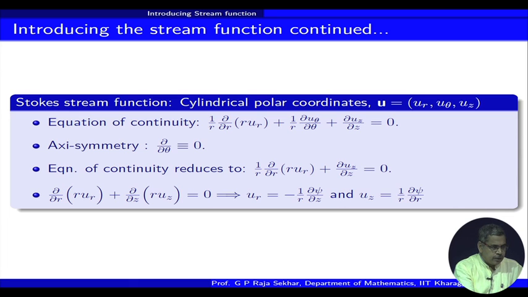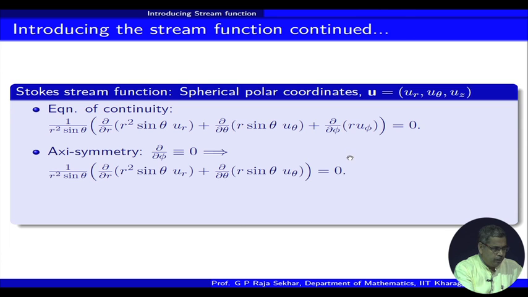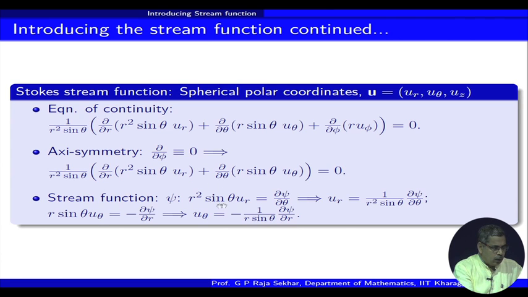So, this is the corresponding stream function in cylindrical polar coordinates. Okay. Now finally, we have spherical polar coordinates. Again, if you see, this is u_phi. So, u_r, u_theta and u_phi. This is the equation of continuity. Then axisymmetry in spherical polar coordinates means all the flow quantities are independent of the azimuthal angle phi. So, then the reduced equation of continuity is this, and one can define.